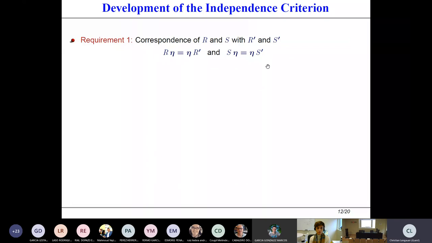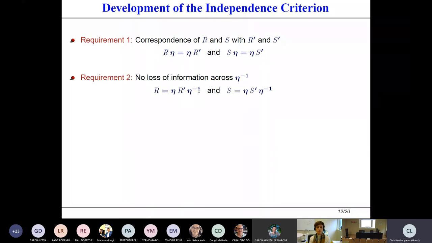And the requirement that we missed is that eta may not incur any information loss. So if you compute in the source space, that should be identical to going to the target space, computing there, and then coming back. So the thing that we did formulate is that eta minus one may not lose any information. And the same for S. Compute in the source space, that's the same as going to the target space, computing there and going back.